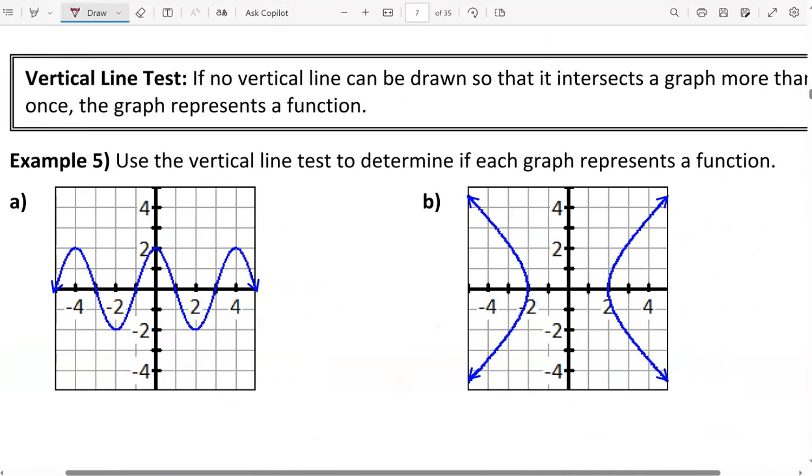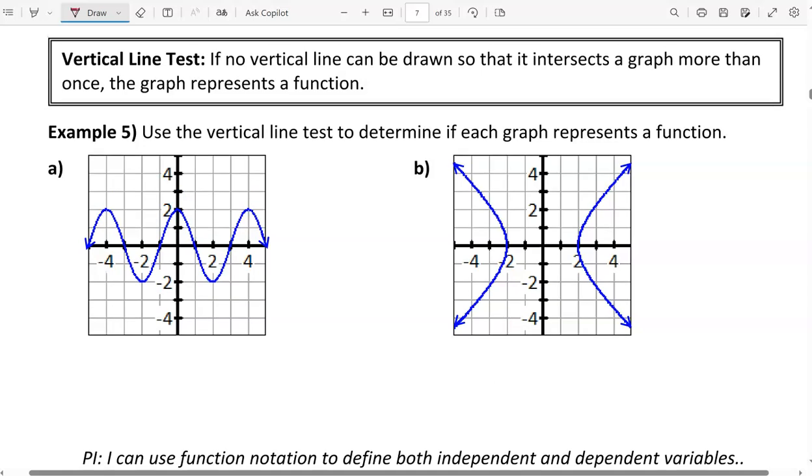And that brings us to the vertical line test. The vertical line test is a really quick way that you can determine if a relation is a function, if you have it in graph form. And that is, if no vertical line can be drawn so that it intersects a graph more than once, the graph represents a function. Let's take a look at a vertical line that goes through this graph. That intersects in one point only.